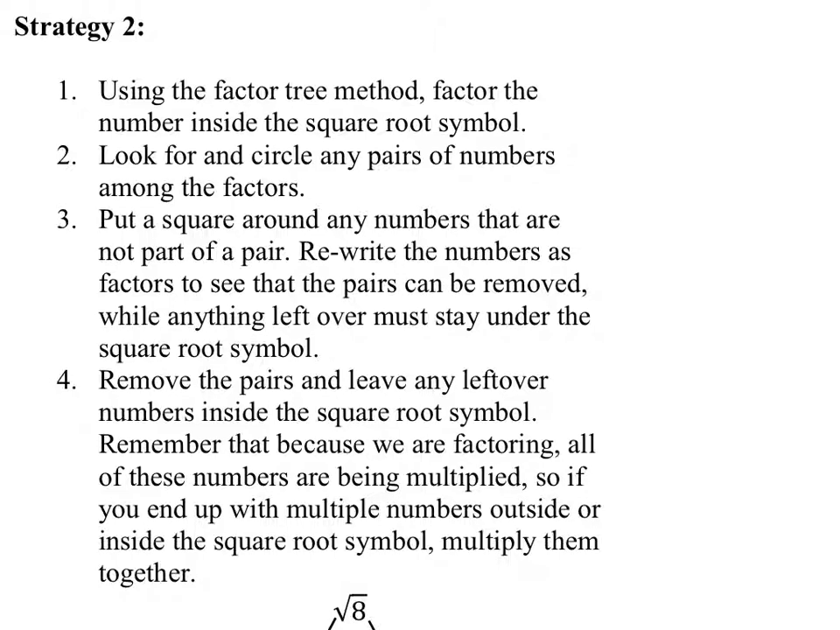Strategy 2, using the factor tree method, which we love. Find the number inside the square root symbol. Look for and circle as many pairs as you can, and this is only for square roots. We need pairs, okay? And then we put a circle around any numbers that are not part of a pair. Rewrite the numbers as factors to see that the pairs can be removed. Remove the pairs to leave any leftover numbers inside, and then we will multiply everything that we took out. Some people like this method, some people don't, and you get to choose, which is the great thing about math.